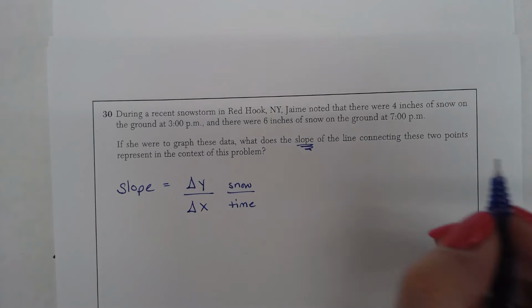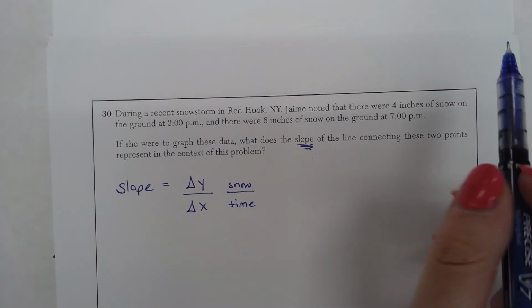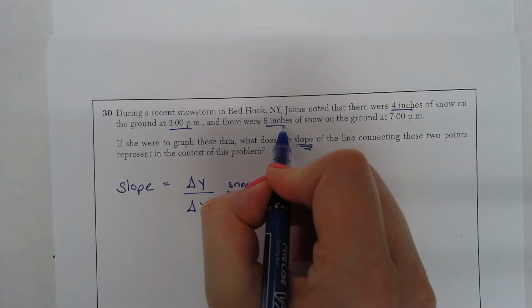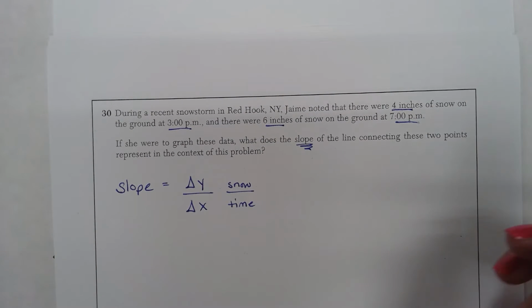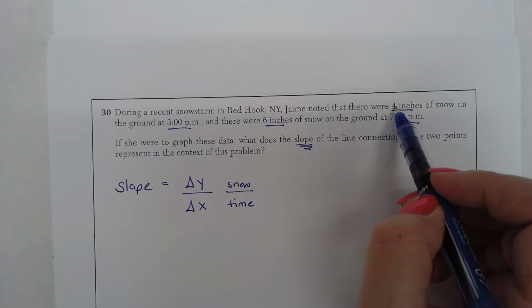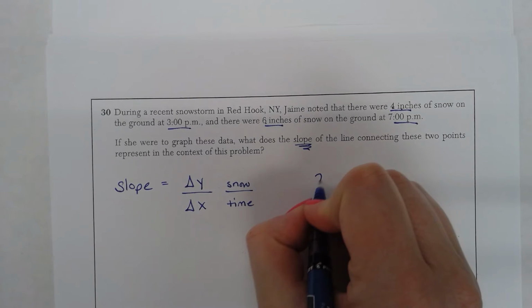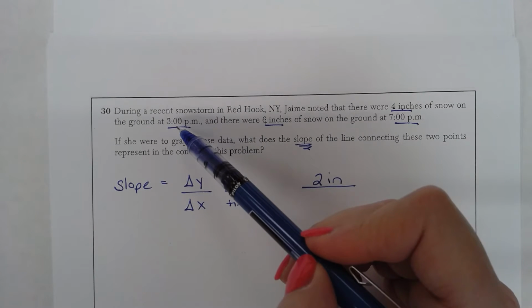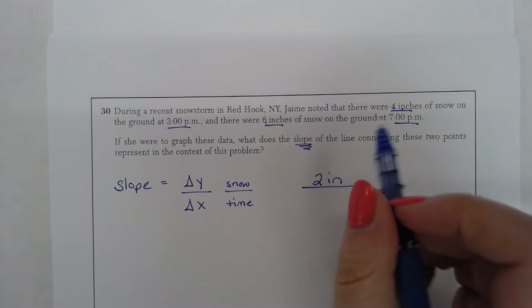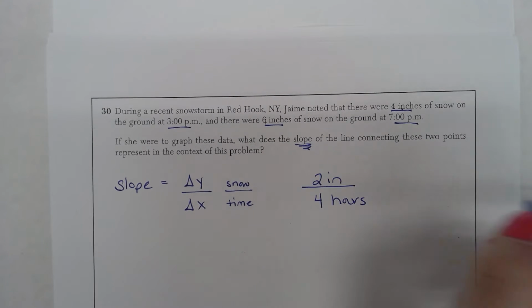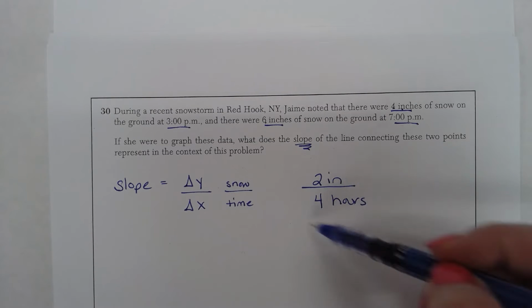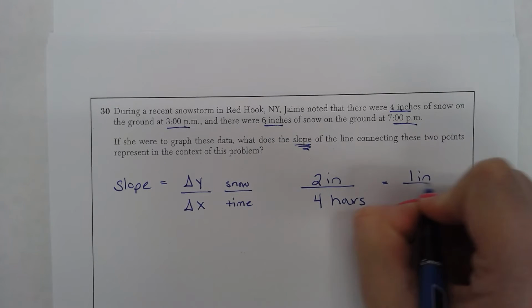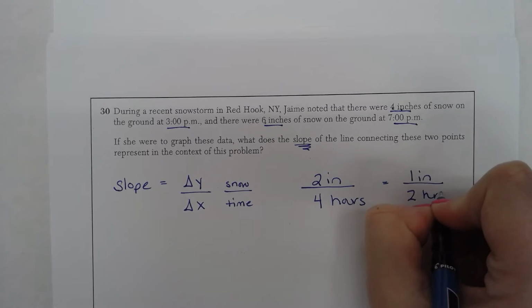So if you think about this, there were 4 inches of snow at 3 p.m. There were 6 inches of snow at 7 p.m. So how much snow fell? Well, we went from 4 inches to 6 inches. So 2 inches over, well, what about the time? The time went from 3 p.m. to 7 p.m. So that's 4 hours. So if you just reduce this, you could say that that's 1 inch of snow every 2 hours.